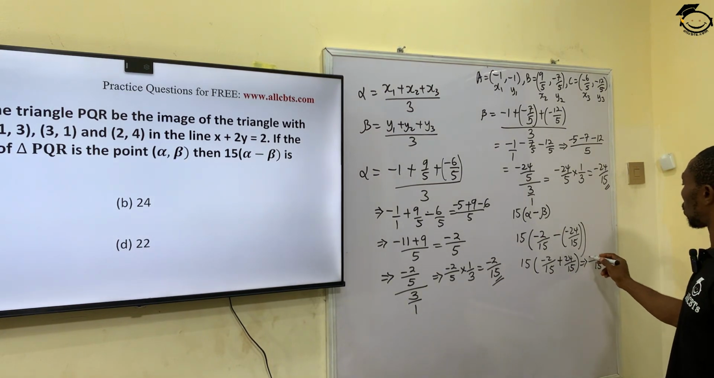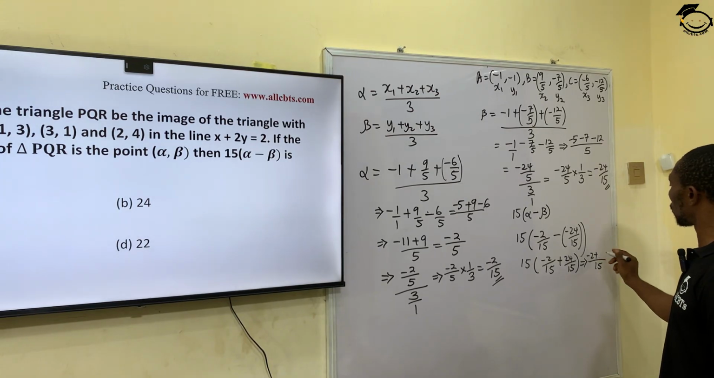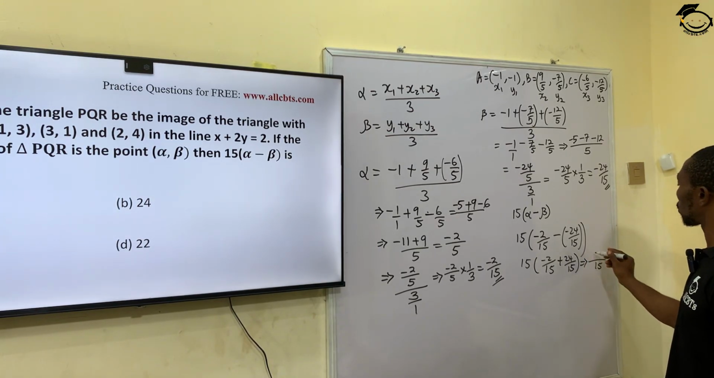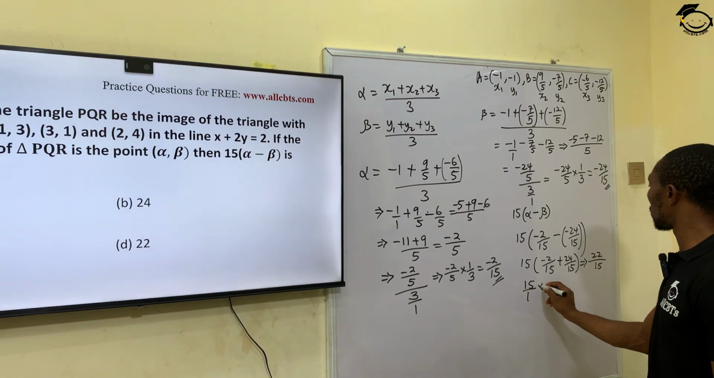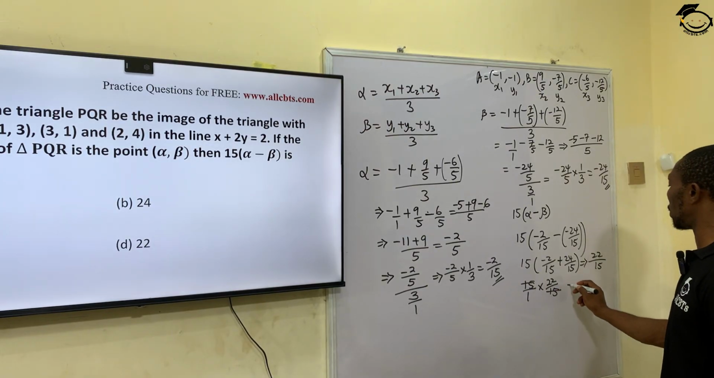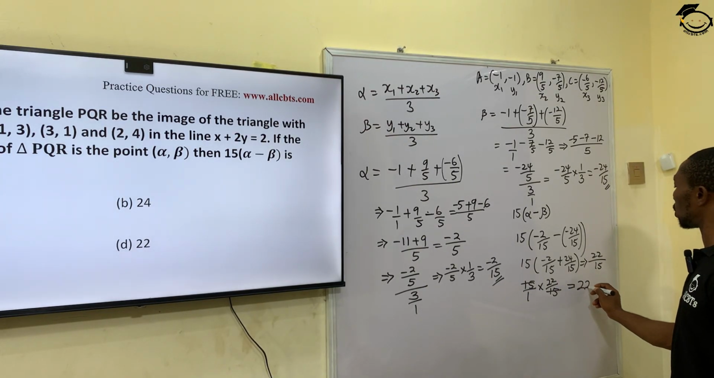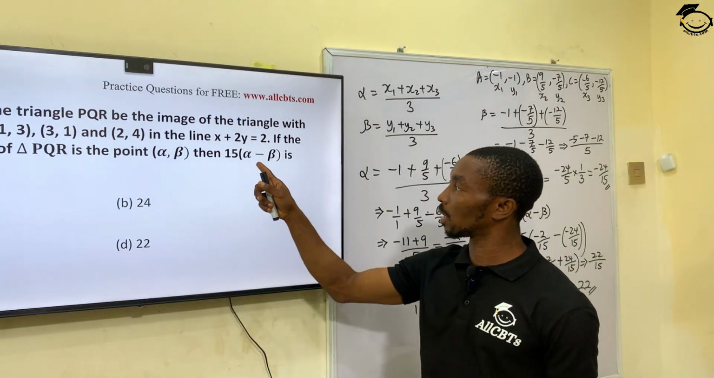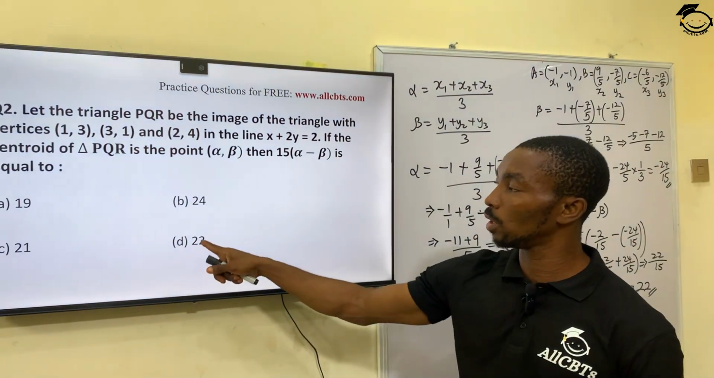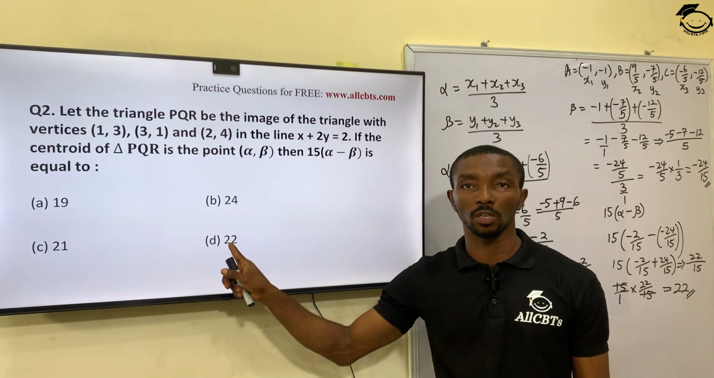All right, this becomes minus 2 plus 24, which gives us 22. So this will become 15 over 1 times 22 over 15. 15 cancel 15, leaving us with 22. So the value of 15 bracket alpha minus beta would be 22, which is option D.